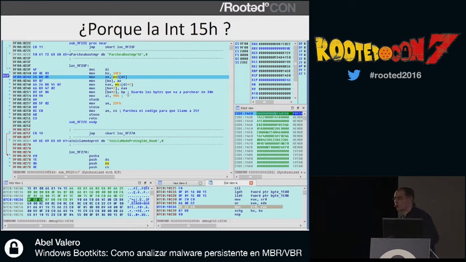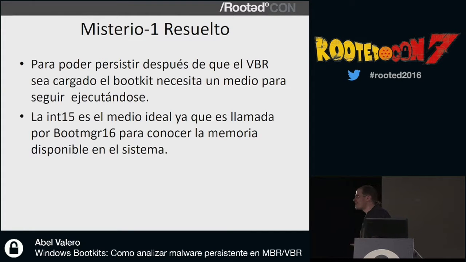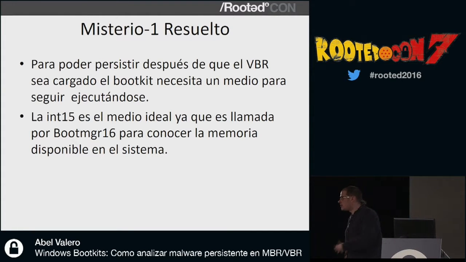Therefore, Robinson can do nothing. It needs to persist. It needs to live inside the system. So in order to do that, it goes here into this mode, and when the system is about to go into protected mode, it will use its own code to do whatever it needs. That's the reason why it uses interrupt 15. So mystery resolved. In order to persist, it needs interrupt 15.